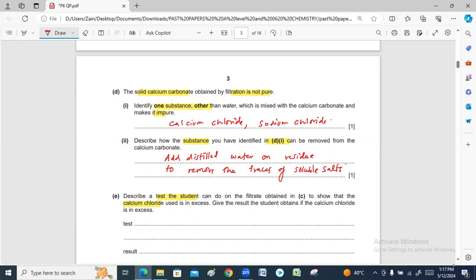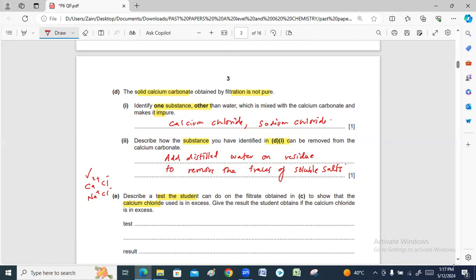Describe a test the student can do on the filtrate obtained in C to show that the calcium chloride used in Axis. So our filtrate contains different substances: the calcium chloride, the cation and anion, and sodium chloride. Now, to show that the calcium chloride is in Axis, to test the presence of calcium ions, we can use aqueous sodium hydroxide.